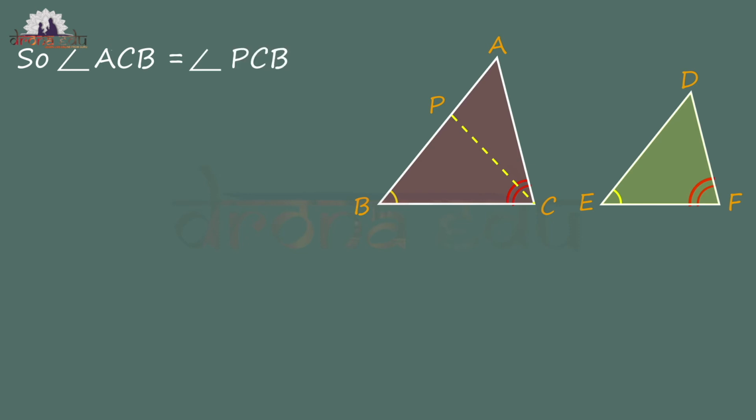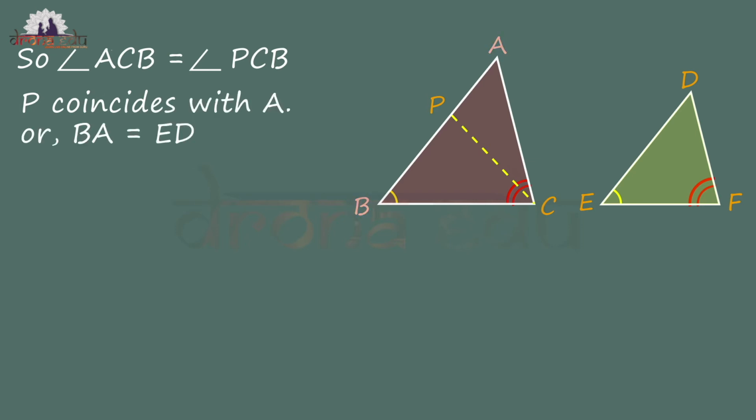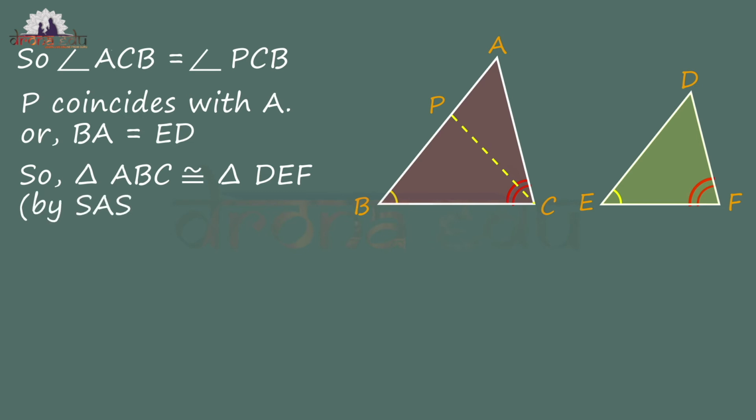Now, is this possible? Yes, this is possible only if P coincides with A, or I can say if BA is equal to ED. So I can say that the triangle ABC is congruent to the triangle DEF by SAS criteria.